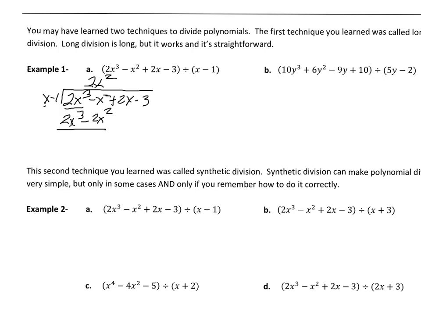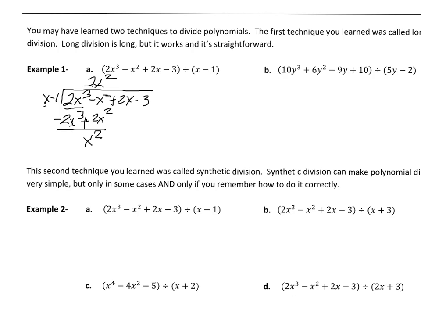Okay, now what's my next step? What do I do in long division? When I put my number down there, then I subtracted, right? Or I changed all the signs, which I'm going to do here. So I'm going to change my signs. I'm going to subtract it. So 2x cubed minus 2x cubed goes away. Minus x squared plus 2x squared is x squared.